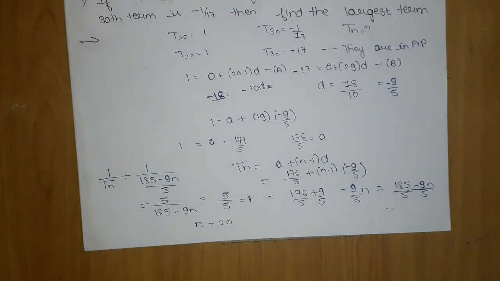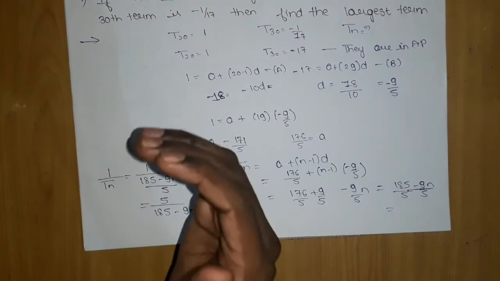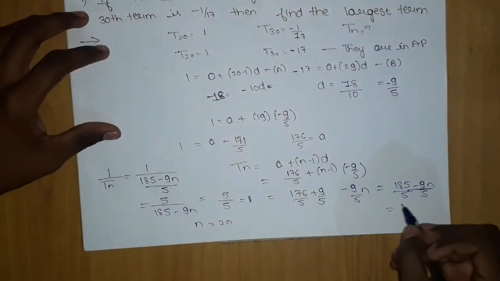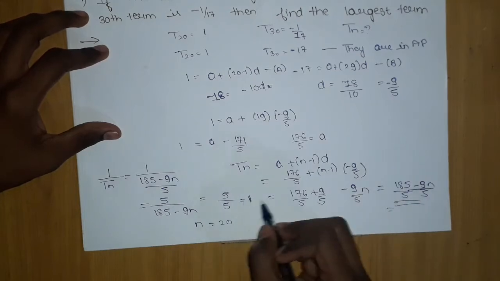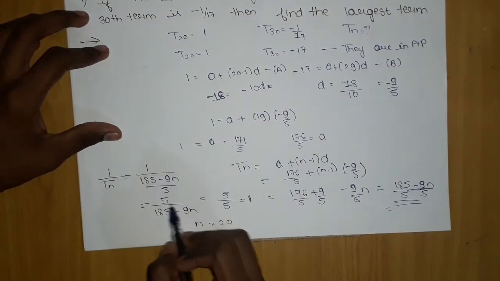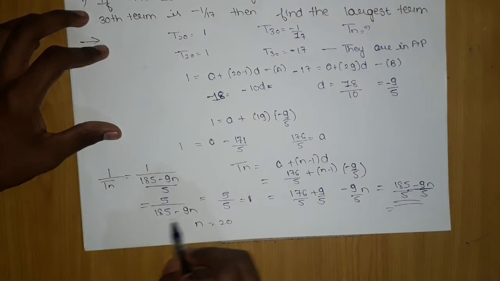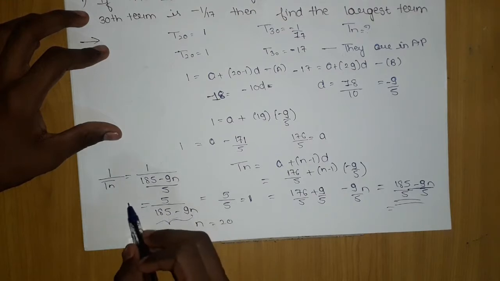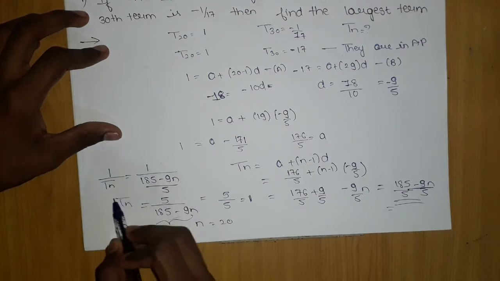I hope you have understood all the things: how we took T20, we took T30, and inverted them. After getting the general Tn in AP, we inverted it to 1 by Tn, then we got this thing, we moved the 5 up and calculated this, and after that we just calculated at what n this will be minimum, because this will be maximum Tn. This is Tn for HP.